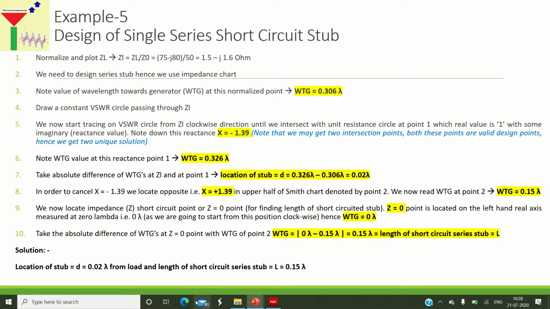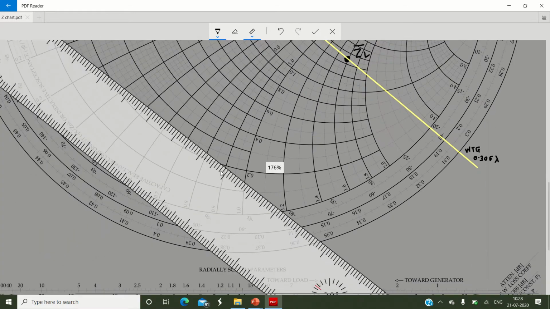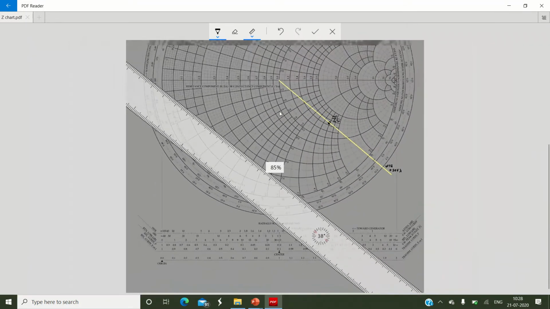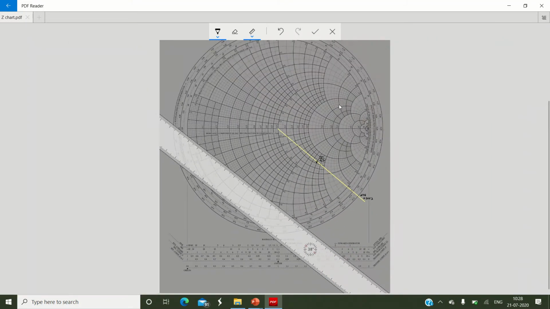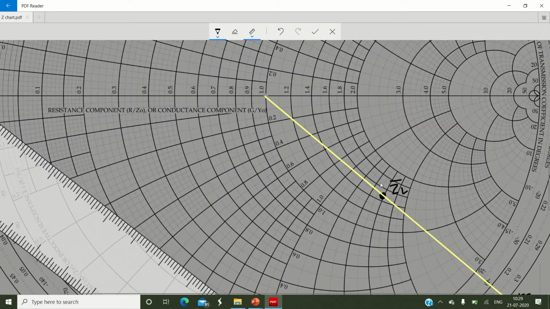Okay, so what is the next procedure? Come back to your Smith chart. I will adjust the Smith chart now. The next procedure is we want to draw a constant VSWR circle which will pass through ZL bar. So adjust your Smith chart. I will draw a constant VSWR circle which is passing through ZL bar. You already know the procedure.